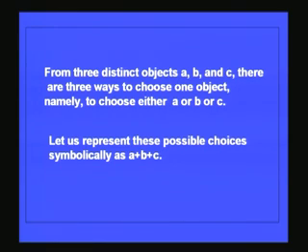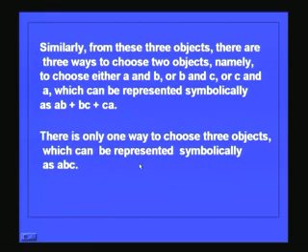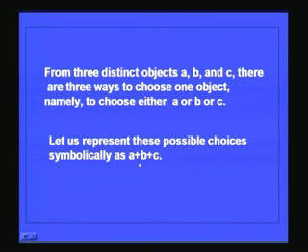Now, from three distinct objects A, B and C, there are three ways to choose one object, namely to choose either A or B or C. Let us represent these possible choices symbolically as A plus B plus C. So, if you have three objects A, B, C and you want to select one of them, you can choose A or you can choose B or you can choose C. That you can represent as A plus B plus C.